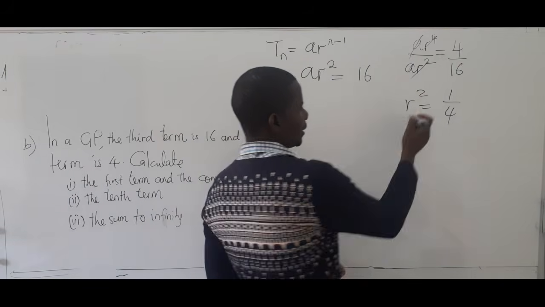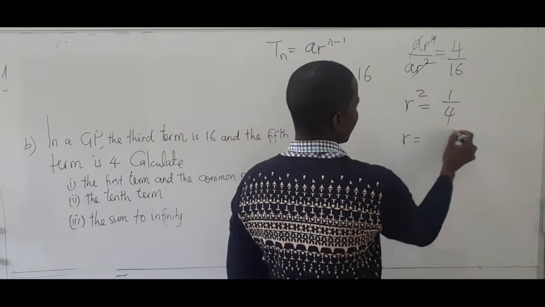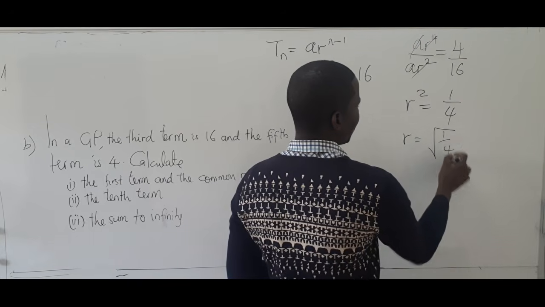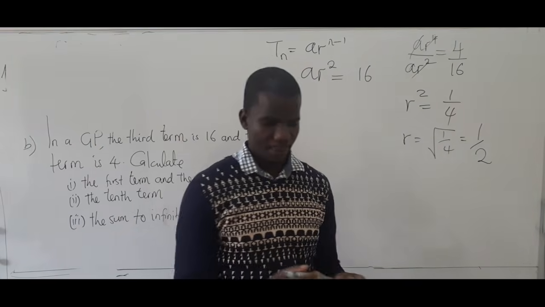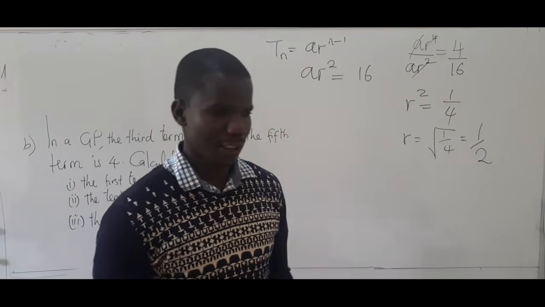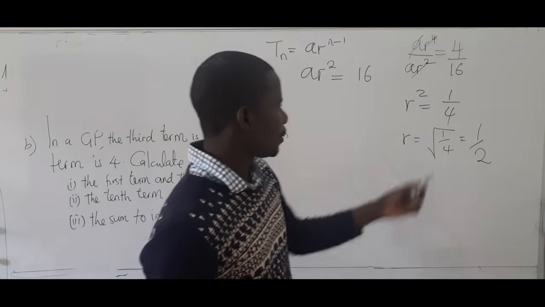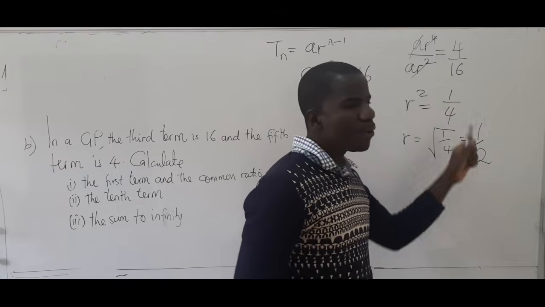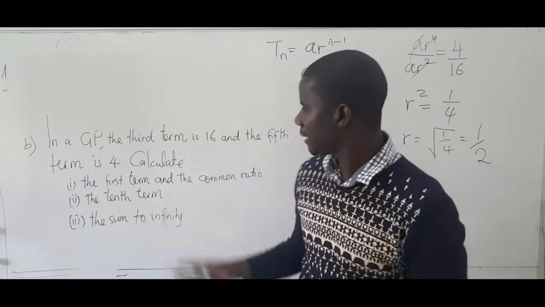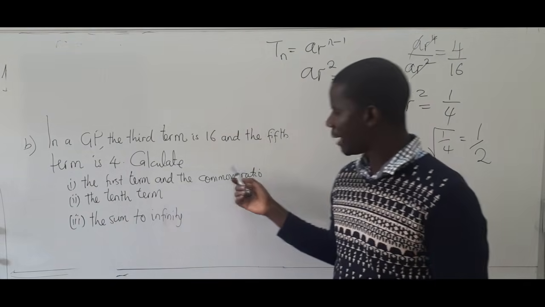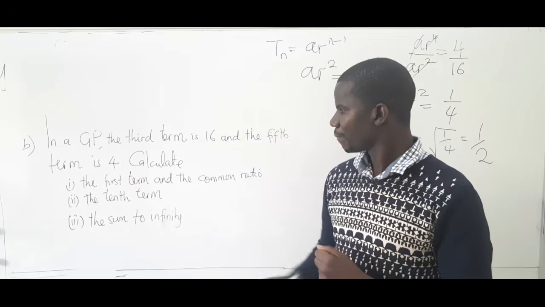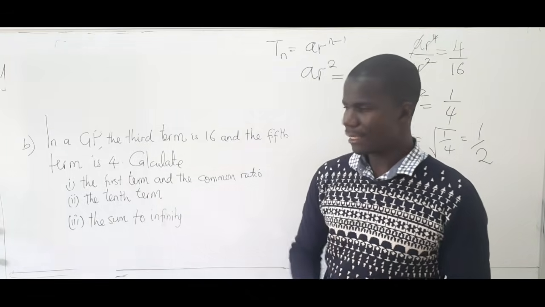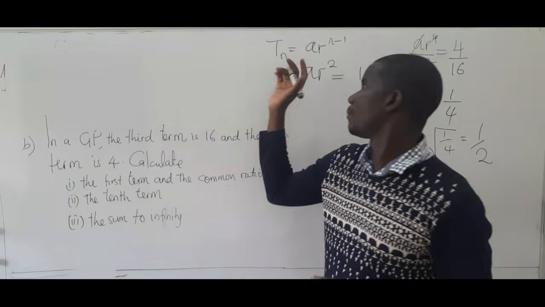So what do we get? We need to say R is equal to the square root of 1 over 4, which will give us 1 over 2. Okay? We're going to concentrate on the positive. So this is the common ratio. Remember that this question is asking us to find the first term and the common ratio. So the common ratio is R. The first term is A in this formula.